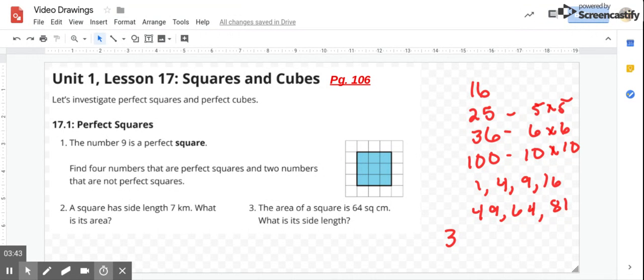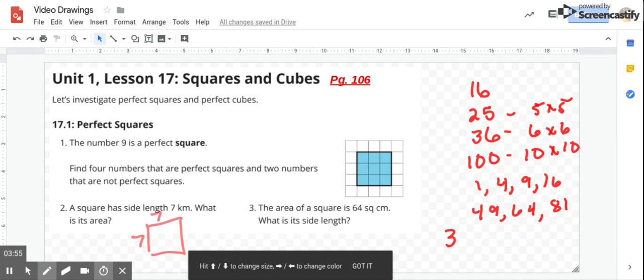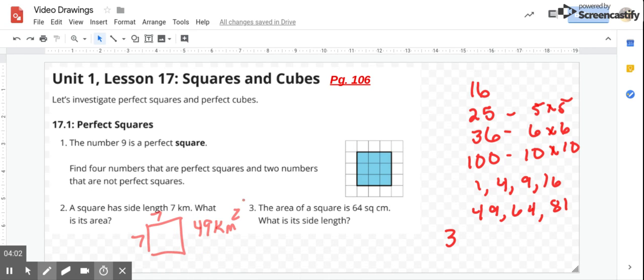All right. Number 2, a square has a side length of 7 kilometers. What is its area? Well, I would just draw the square. And if it's a 7x7, you would do the base times the height. So the area of this is 49 square kilometers. That would be the area of this one.